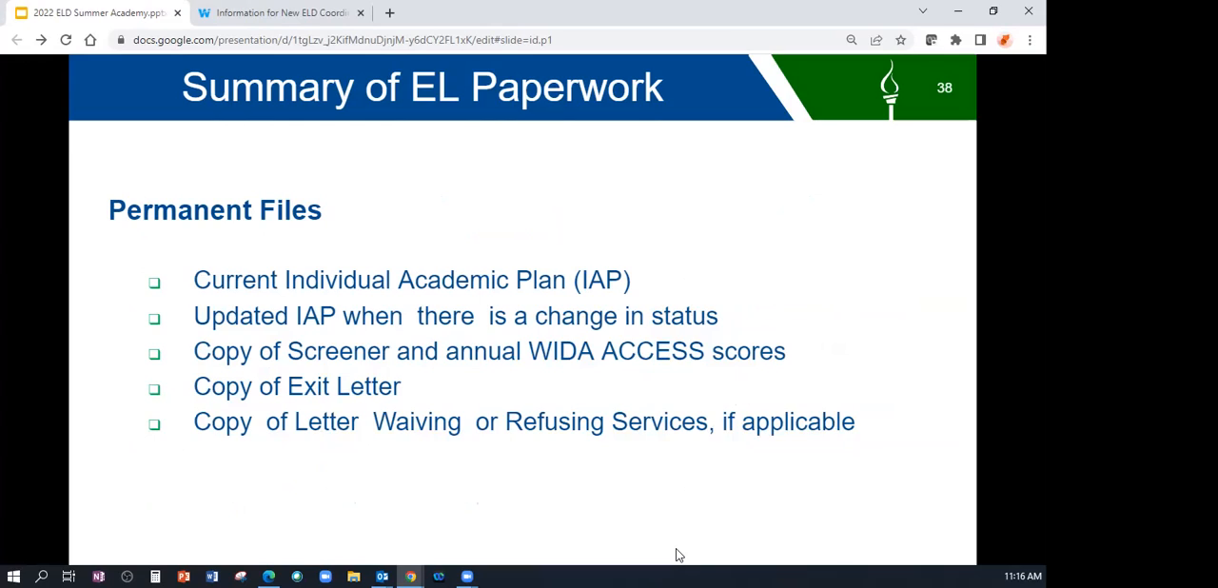In the permanent files, you also should be collecting the annual individual academic plan, and then make any updates when there are changes in the student status. You should have a copy of their screener and their annual access scores. When they exit, a copy of their exit letter. And then again, if they've waived service or refused services, a letter that states that as well should be in their perm record.